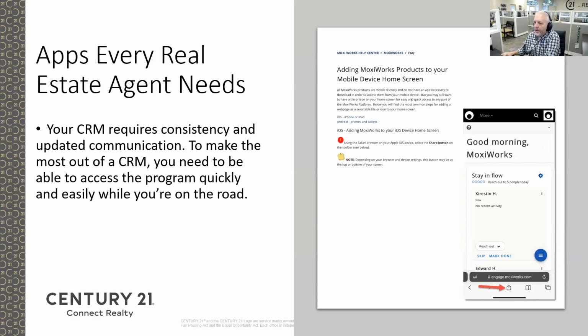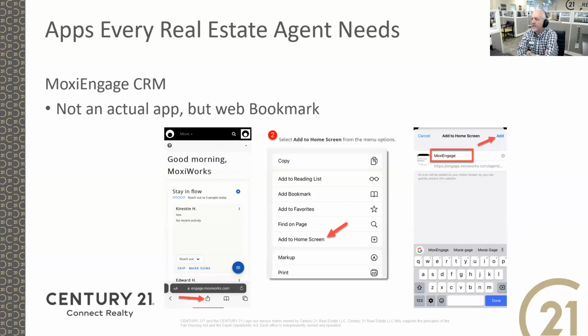However, there is a way, and this is actually how we're doing it. It's not actually an app, but a web bookmark that you can put directly onto your home screen. And if you look at the little screens there, it actually shows you how to do it. You basically go into Google Chrome or Safari on your phone, you open up your Moxie and log in like normal. And then you use the little button down here at the bottom, next to the red arrow with the little up arrow, and you add it to your home screen, and you put Moxie Engage and hit add. And then you will always have that little icon right on your home screen so that you can quickly and easily access your Moxie CRM straight from your phone.